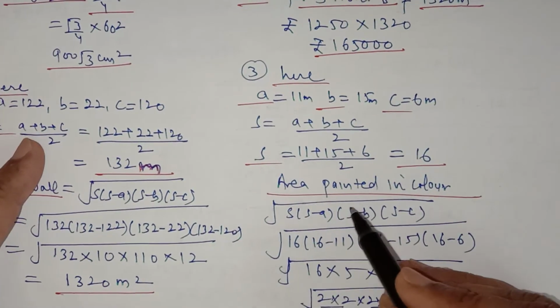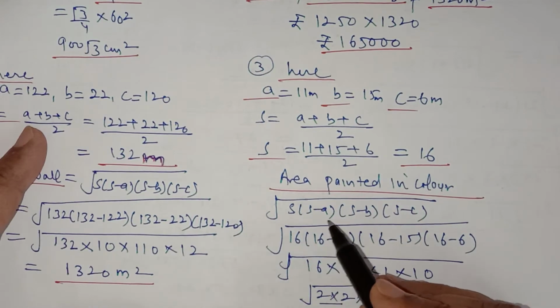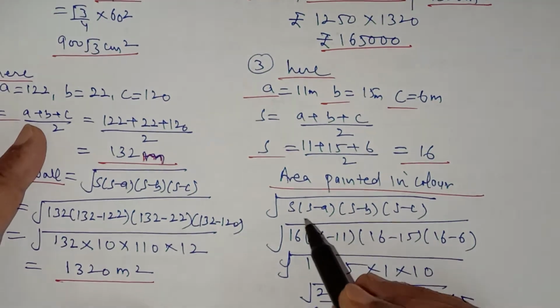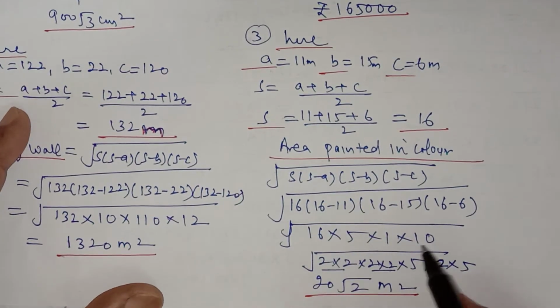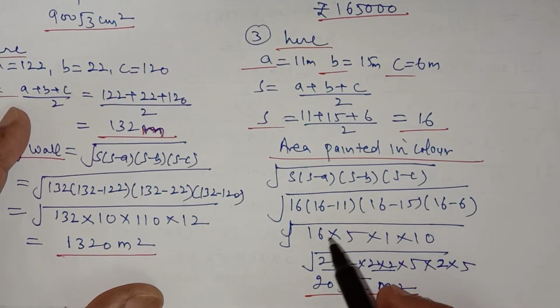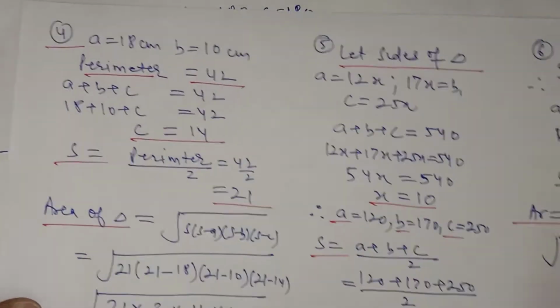So the area of the triangle to be painted will be under root S, S minus A, S minus B, S minus C. Replace the values of S, A, B and C. You are getting this. Make the prime factors. You know how to find the square root. Make the prime factors. You are getting 20 root 2 meter square. This is the area to be painted with a color.